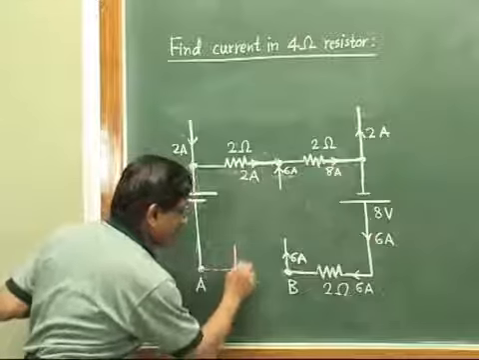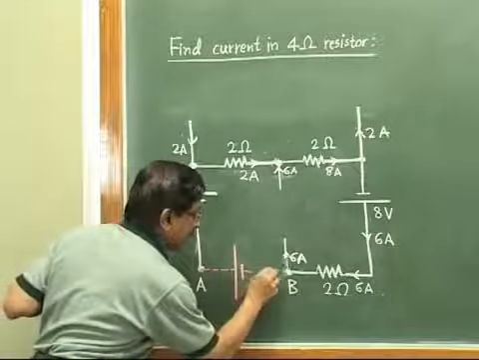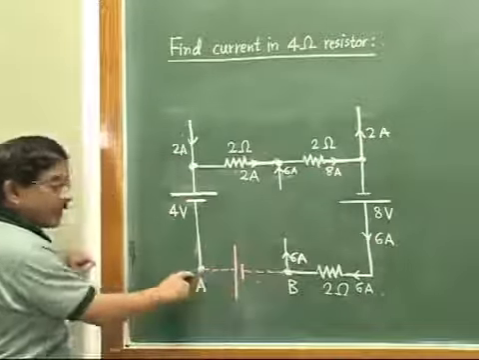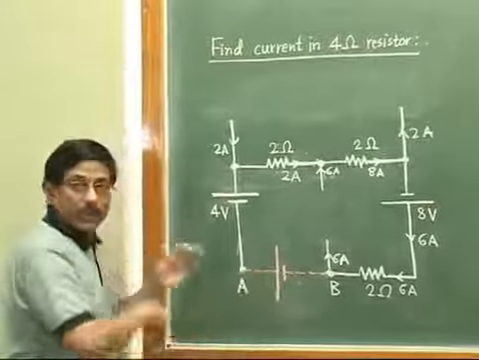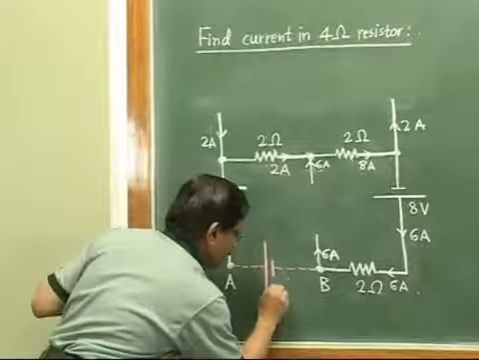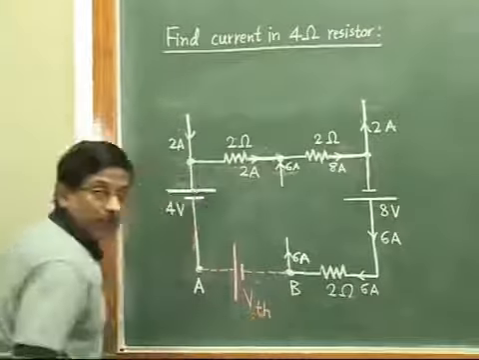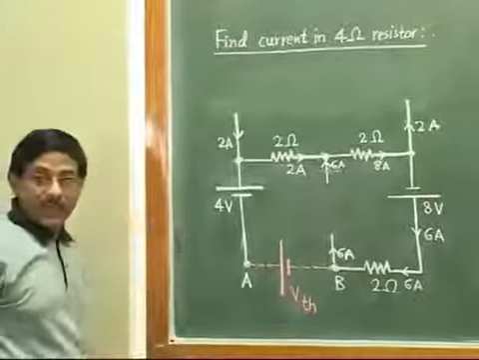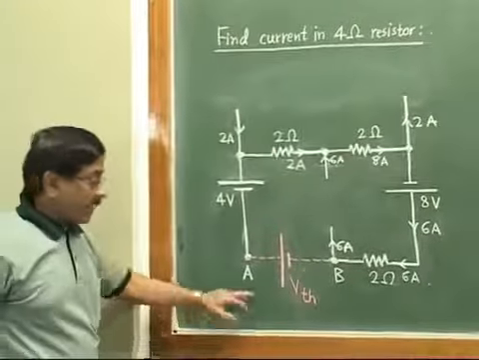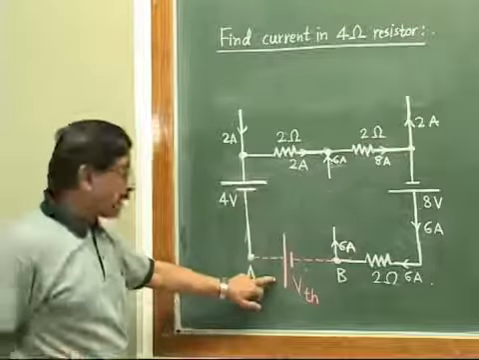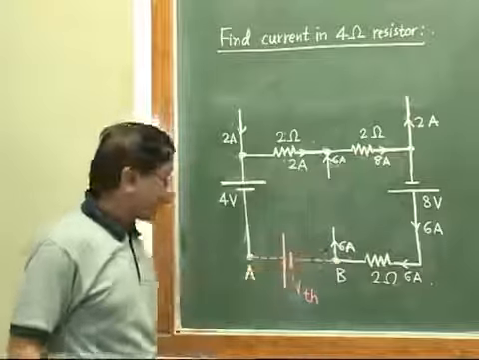Now again here you can show any polarity. I have shown positive connected to A, negative to B. You can show in reverse way also. So this is our VTH. So we are moving to the next step to find VTH in Thevenin's theorem. And VTH is some imaginary voltage source connected across the open terminals.